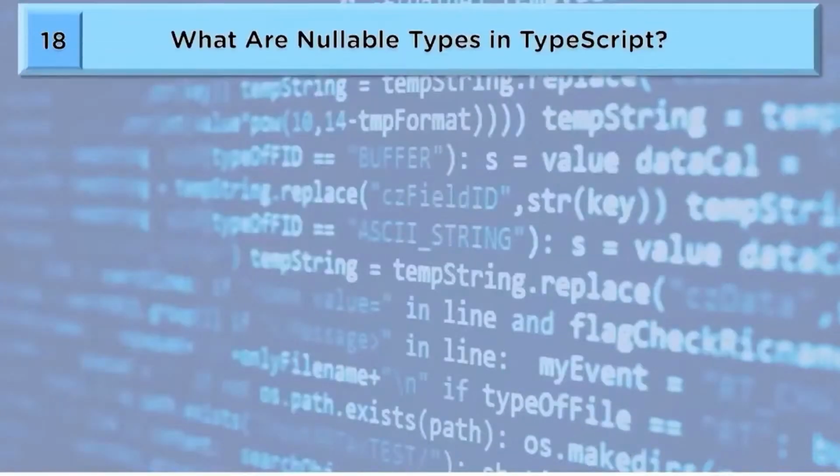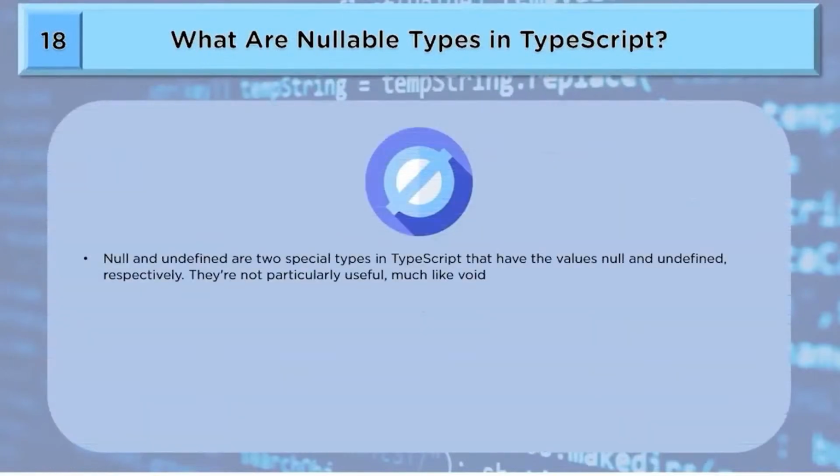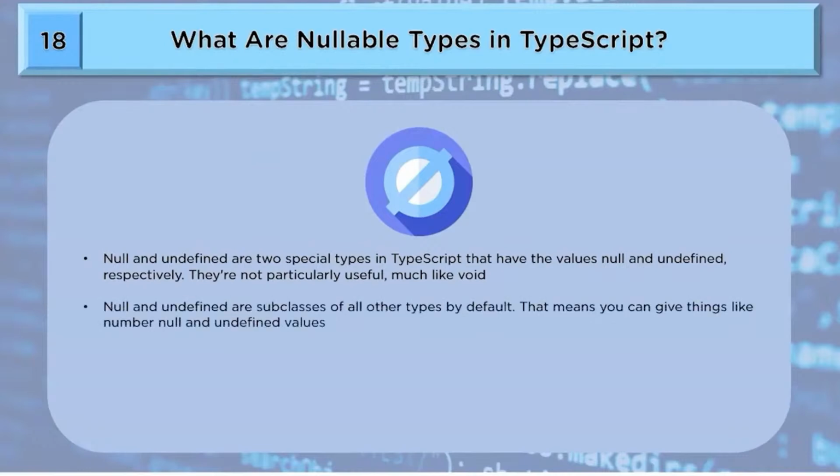What are nullable types in TypeScript? Null and undefined are the two special types in TypeScript that have the values null and undefined respectively. They are not particularly useful, much like void. Null and undefined are subtypes of all other types by default. That means you can assign null and undefined values to things like number.